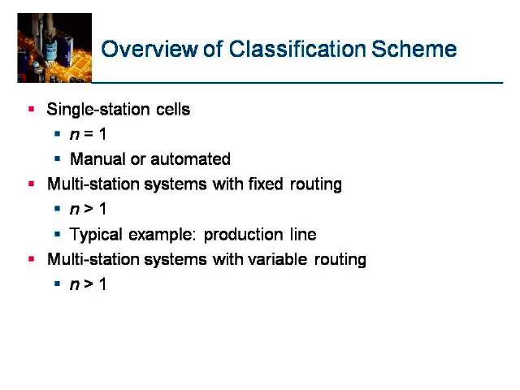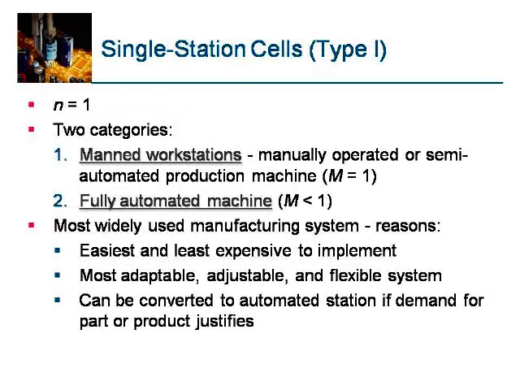Single station cells, N is equal to 1, manual or automated. Multi-station systems with fixed routing, N is greater than 1. A typical example is the production line. A multi-station system with variable routing, N is greater than 1. Single station cells, N is equal to 1.